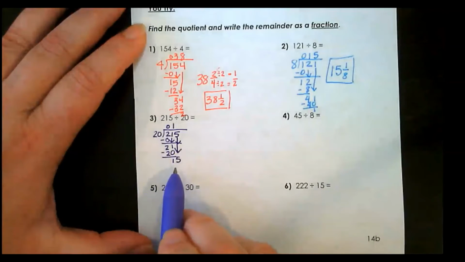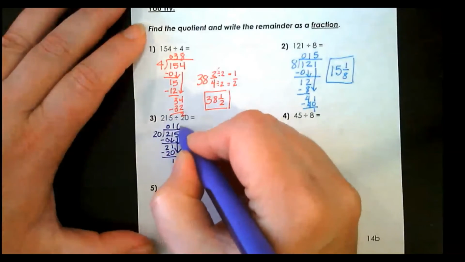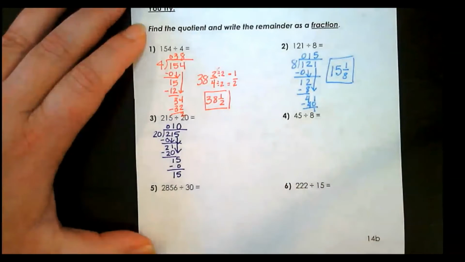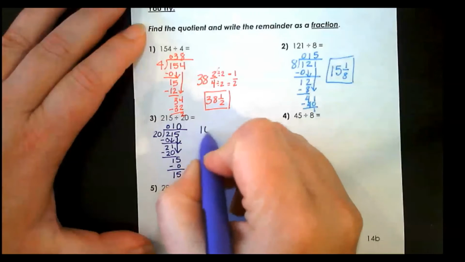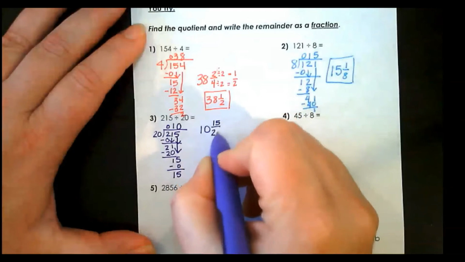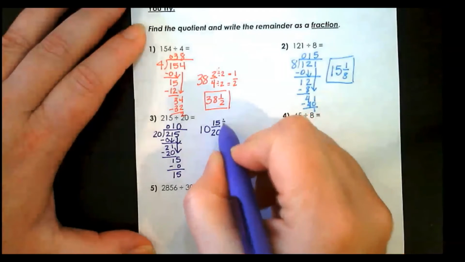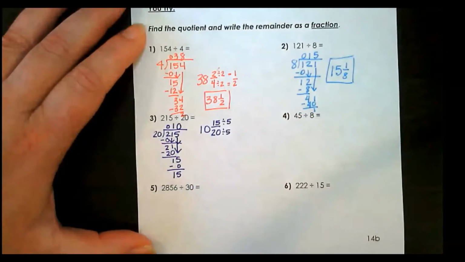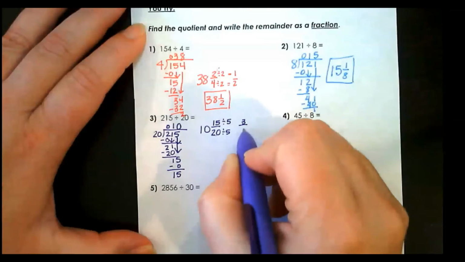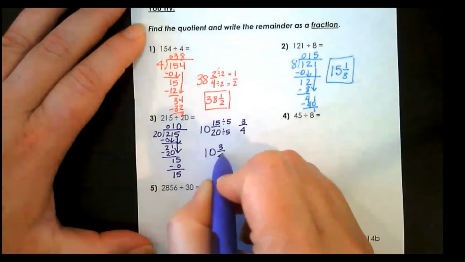20 does not go into 15, but remember, every time we bring a number down, we have to put something up. So since 20 does not go into 15, it goes in 0 times. 0 times 20 is 0, and when I subtract, I'm left with 15. So we're going to get a whole 10 groups of 20, and we have 15 left when we needed 20 to make another group. Now 15 and 20 share a common factor of 5, so we're going to divide by 5 on the top and the bottom to make sure that our fraction is simplified. 15 divided by 5 is 3, and 20 divided by 5 is 4. So our final answer will be 10 wholes and 3 out of 4.